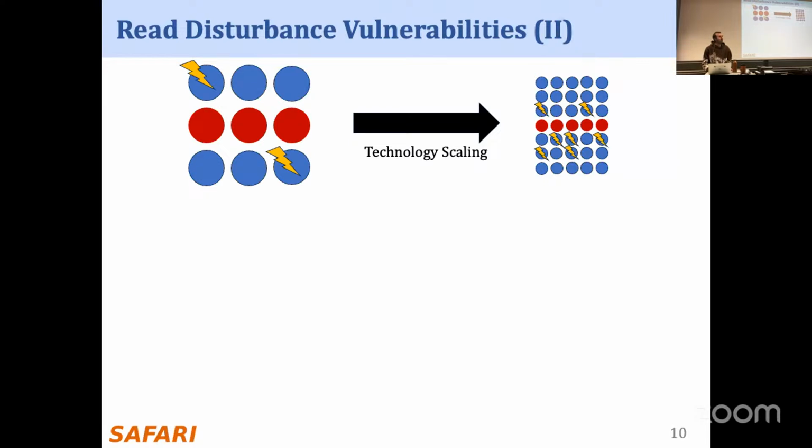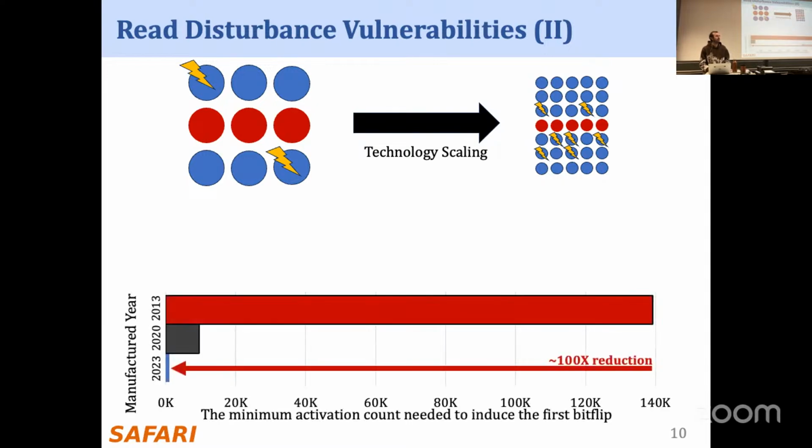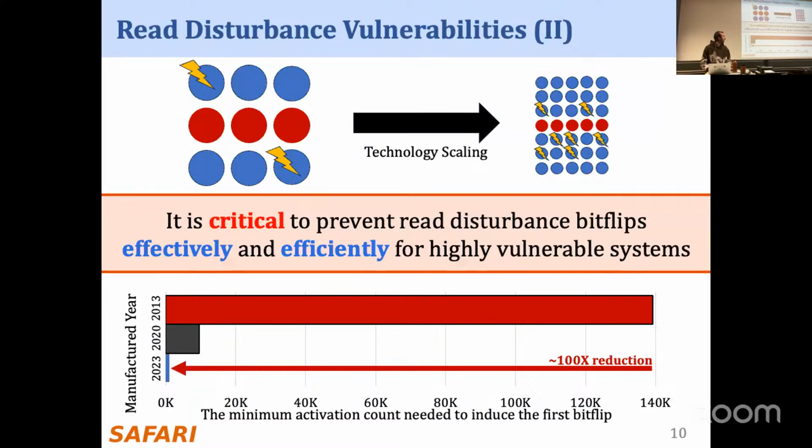DRAM read disturbance is becoming a bigger problem with technology scaling, where in the last 10 years, we have seen more than two orders of magnitude decrease in the number of activations necessary to induce the first bit flip. Therefore, it is critical to effectively and efficiently prevent these bit flips.